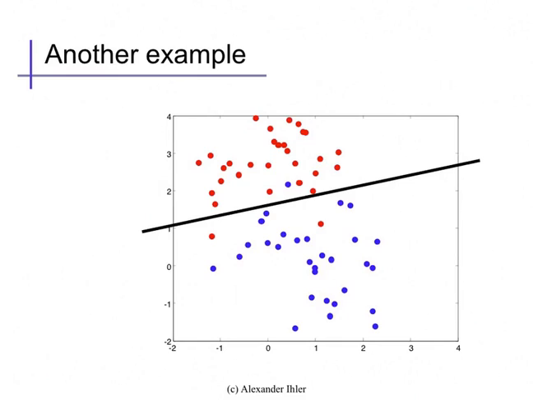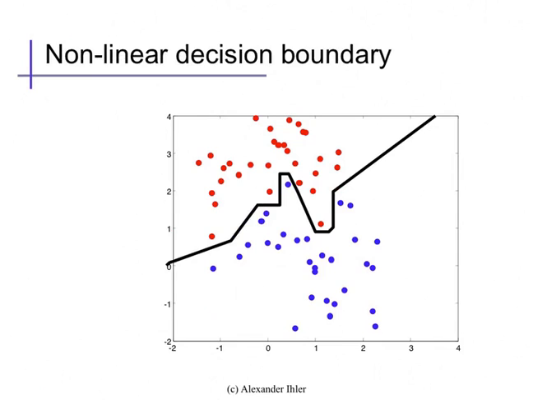So here's another example of two classes, red and blue, and we can see that they are not linearly separable. There's no way that we can draw a line that divides the data in two parts such that we don't make any errors. But on the other hand, if we were allowed a more complex nonlinear decision boundary, we might be able to separate the data into those two classes. So separability is a function of the class of models that we're allowed to use to do the prediction.